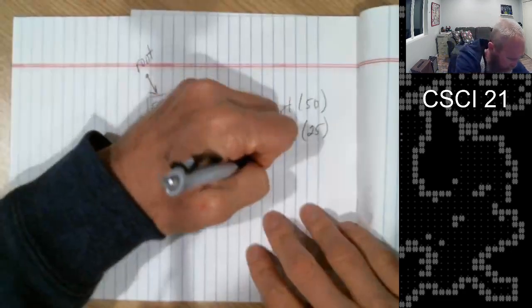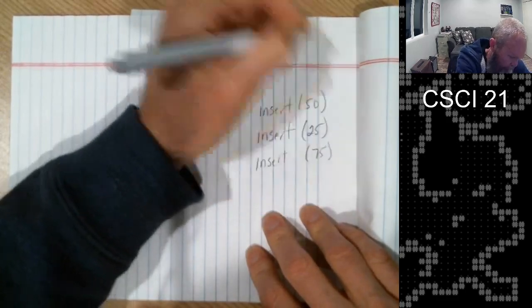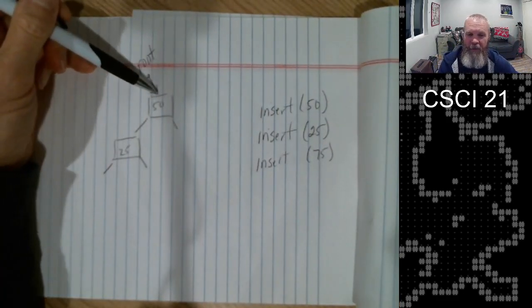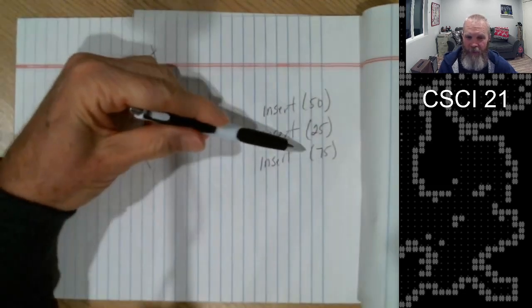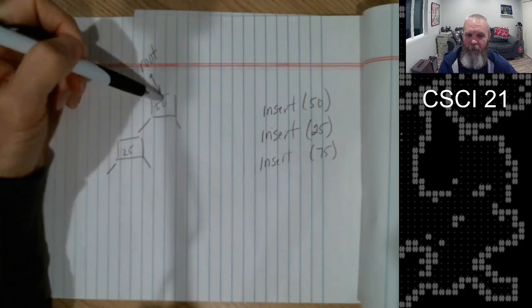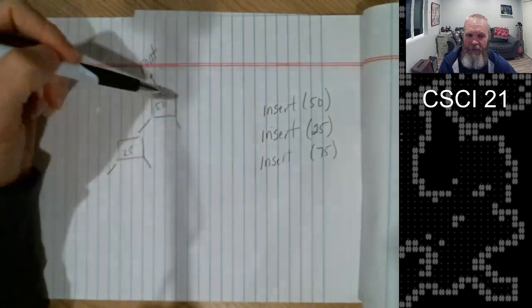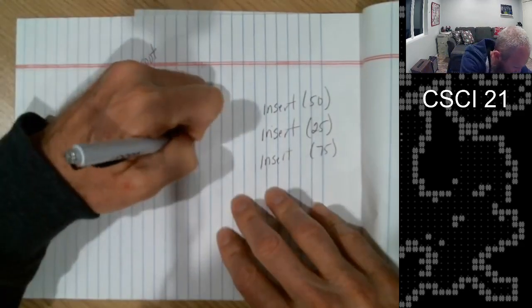So if I were to insert 75, then we start at the root, which is where you always start with a tree. We have to decide based on what we want to insert if we go left or right. Less is left, more is right, so this is more. And then we have a space, so we put the 75 in there.